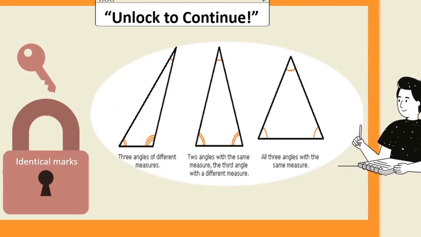In terms of angles, the first triangle has three angles of different measures. On the second triangle, as we can see, two angles with the same measure and the third angle with a different measure. And on the third one, all three angles with the same measurement.